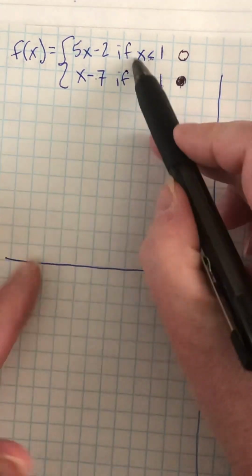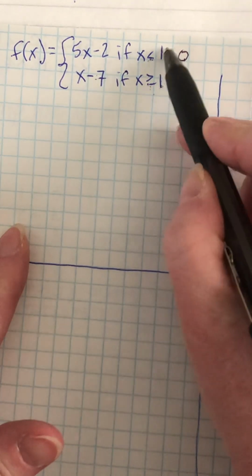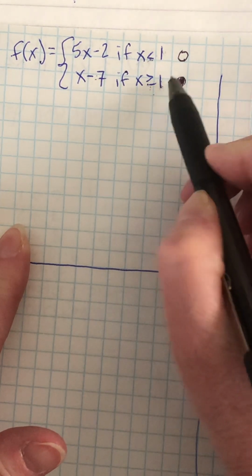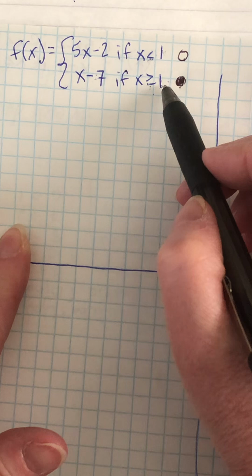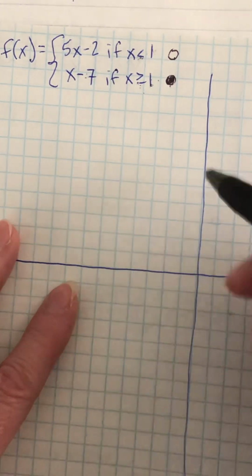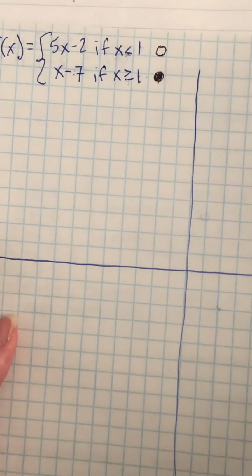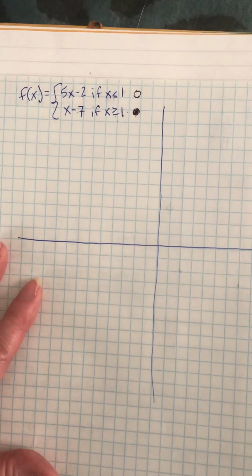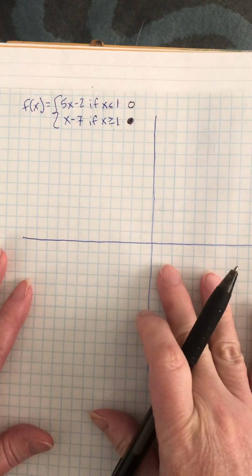Now, not all of the equations will have your constraints as the same number. One might say greater than 2, one might say less than or equal to -5. Those would be completely separate on your graph. These ones are going to connect on the same x value. Let me zoom out a little bit so that we can see the graph.